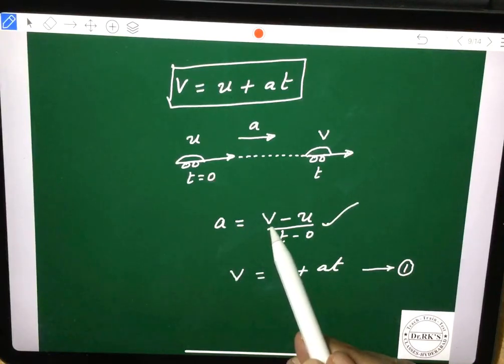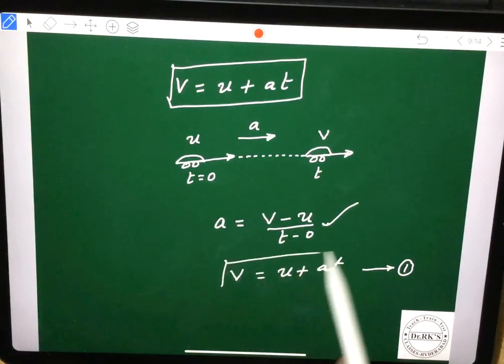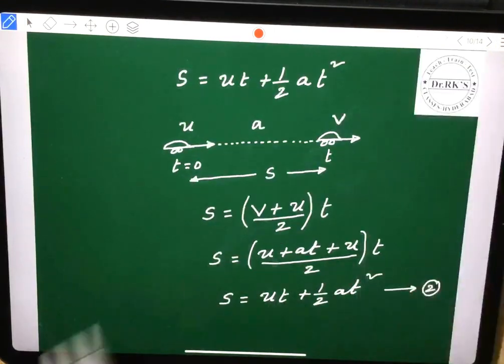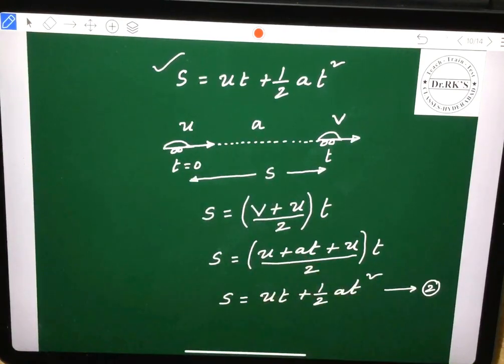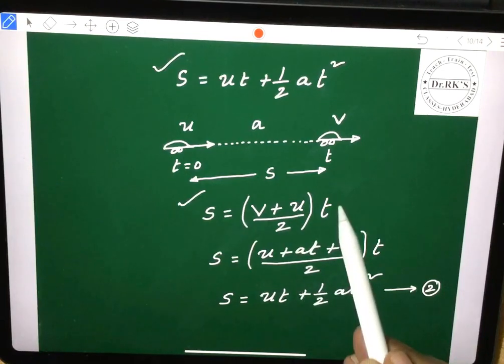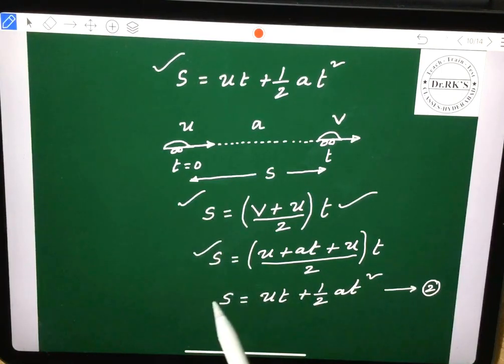We know acceleration is the rate of change of velocity. So (v minus u) by t is equal to a. From that we get v is equal to u plus at. Next, let us derive the displacement s is equal to ut plus half at square, where v is the final velocity, u is the initial velocity, a is the acceleration, and s is the displacement. We know that total displacement s is equal to average velocity times time. Average velocity is (v plus u) by 2, into t. In place of v, we can substitute u plus at, then you will get ut plus half at square is equal to the displacement.